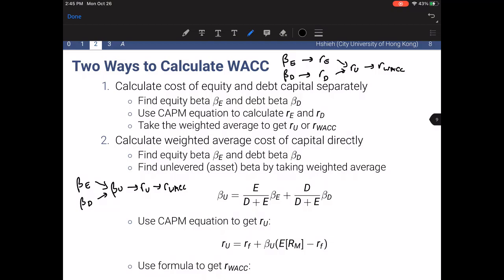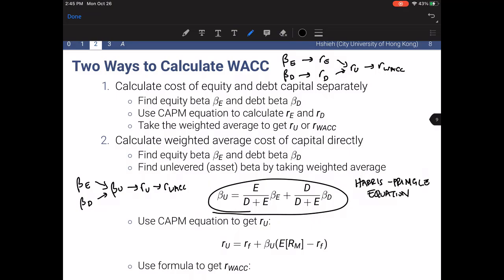So that's this expression here. This expression has a name in the literature. It's called the Harris-Pringle equation, in case you were curious.